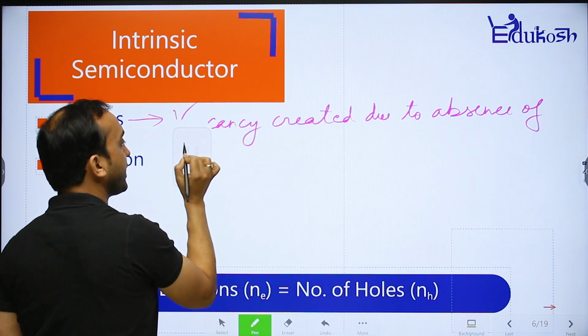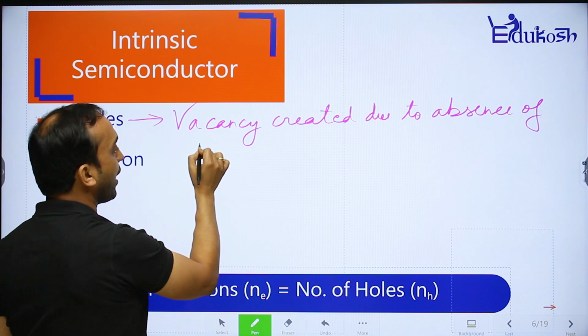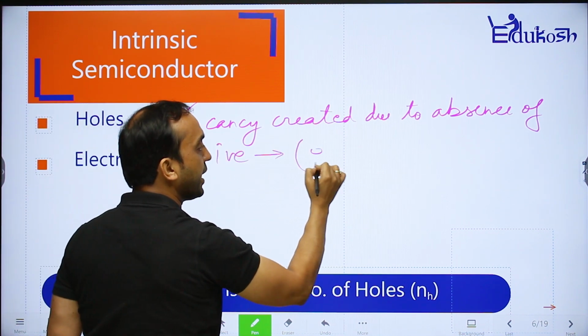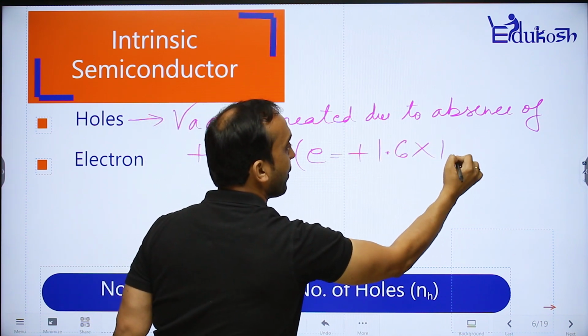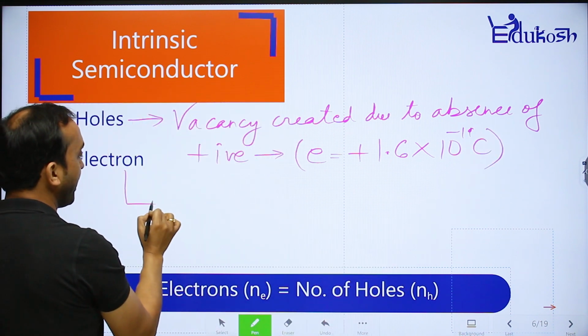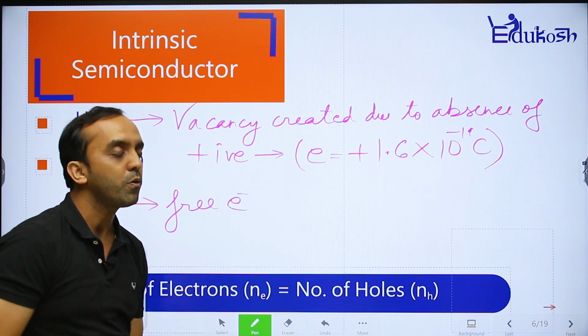So the vacancy is created due to the absence of an electron. We can call it as always having a positive charge, and this positive charge will be equal to plus 1.6 into 10 to the power of minus 19 coulomb. And what is an electron? Here, by electron we basically mean the free electron, which is free to conduct.